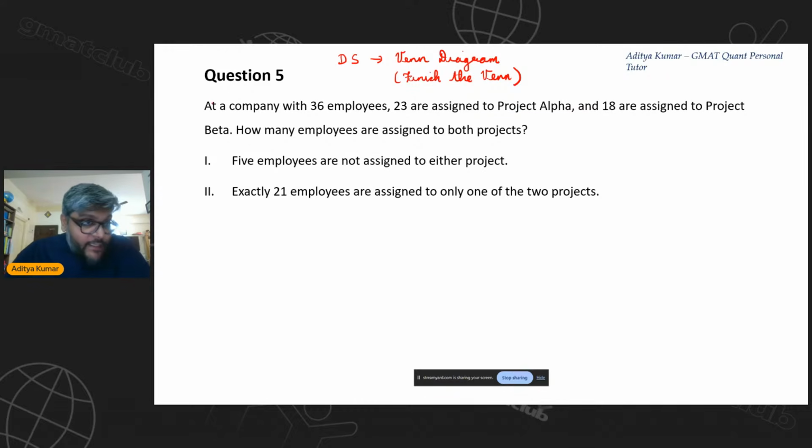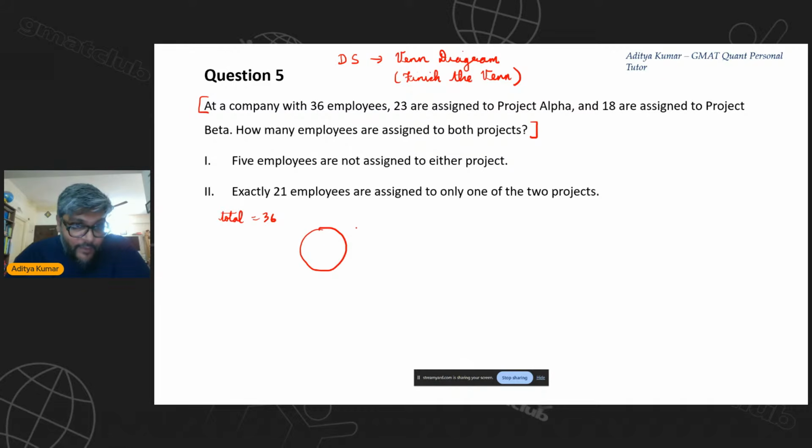So again, if I was setting this question up, remember, I'm going to spend time on my question stem. What do I do on a data sufficiency? Spend time on the question stem, set the question up as an algebraic equation. Many people dive right into the statements. I'm going to spend time on the question. So I'm going to set it up here. At a company with 36 employees, so I have a total of 36 employees, 23 are assigned to Project Alpha and 18 are assigned to Project Beta.